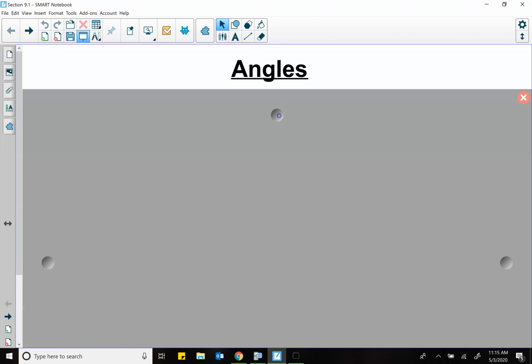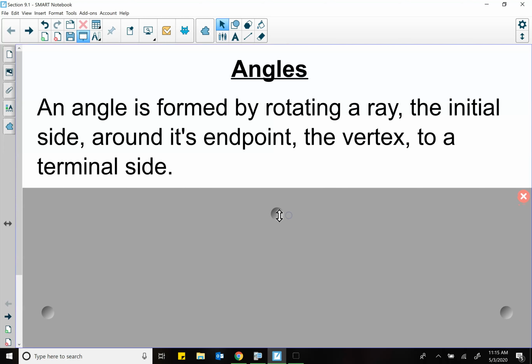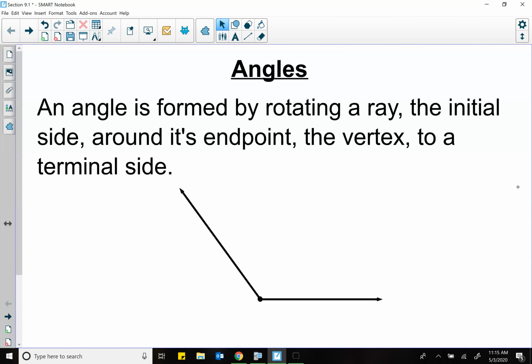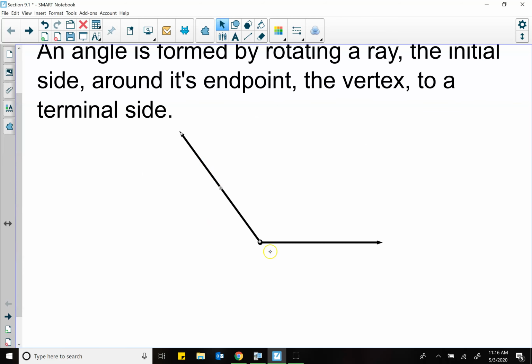So let's go ahead and talk about what an angle is. An angle is formed by rotating a ray, the initial side, around its endpoint, the vertex, to a terminal side. Down here I have an angle. The initial side generally is this guy right here, and it usually lies on the positive side of the x-axis. This little dot right here is your vertex, which is usually placed at the origin. And then this long guy right here is your terminal side.